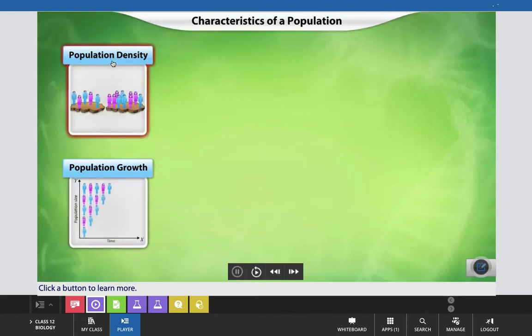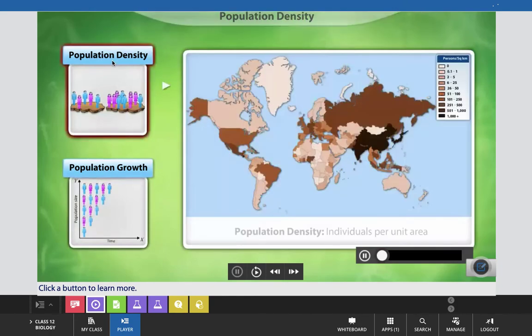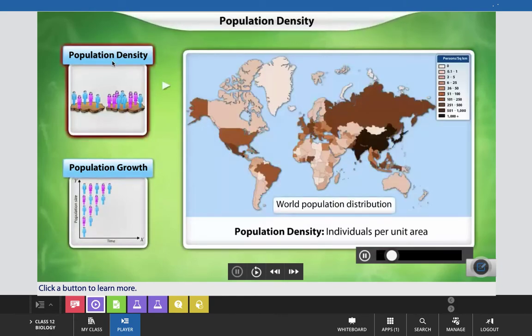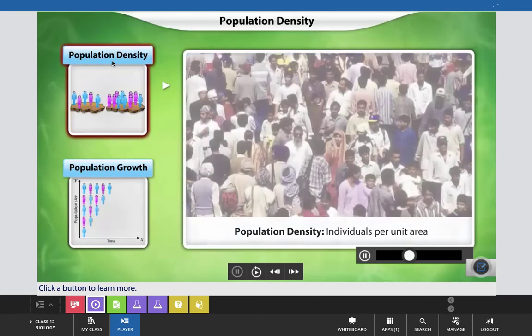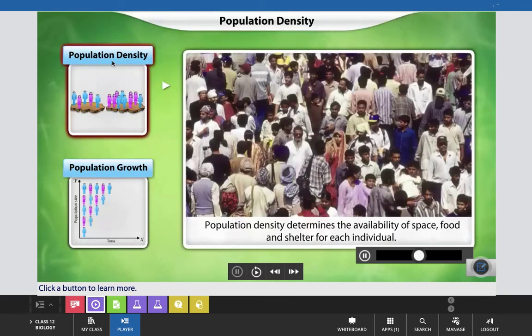Now, first of all, we will learn about population density. Density is the size of the population with respect to the area it occupies. It varies depending on the species and its ecosystem. Density decides how much space, food, and shelter would be available to each individual.